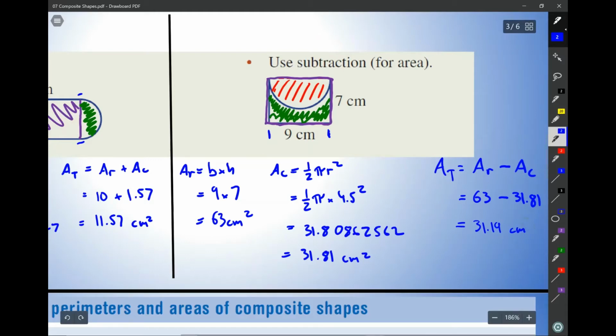Sorry, squared, not cubed. And this area now here is the area of the green shape, the green shaded bit up here.